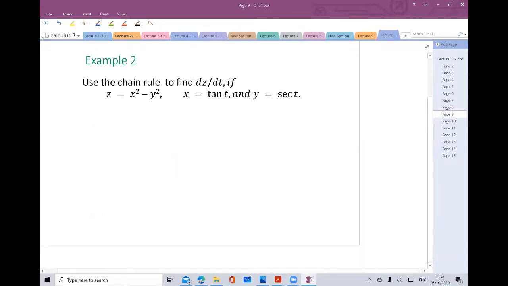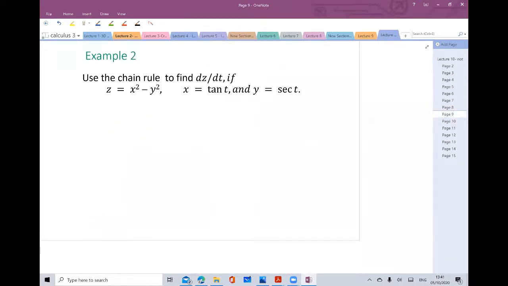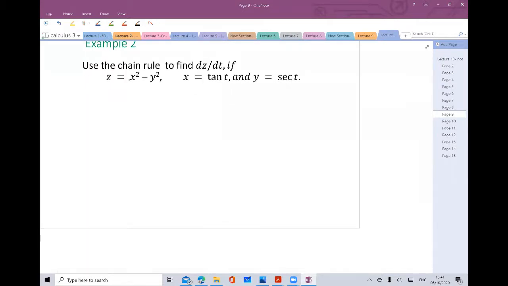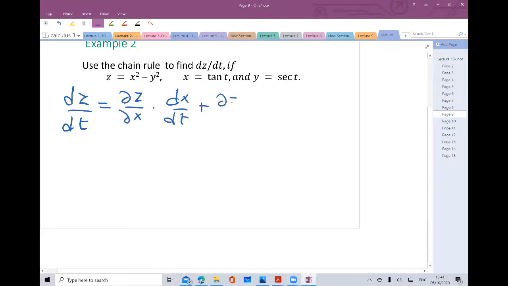Now let's apply the second example. I'm going to use the chain rule for finding dz/dt if z is a function of x, y, and x is a function of t, and y is a function of t. Definitely this is the same case. I'll do it directly: dz/dt is equal to partial z partial x times dx/dt plus partial z partial y times dy/dt.